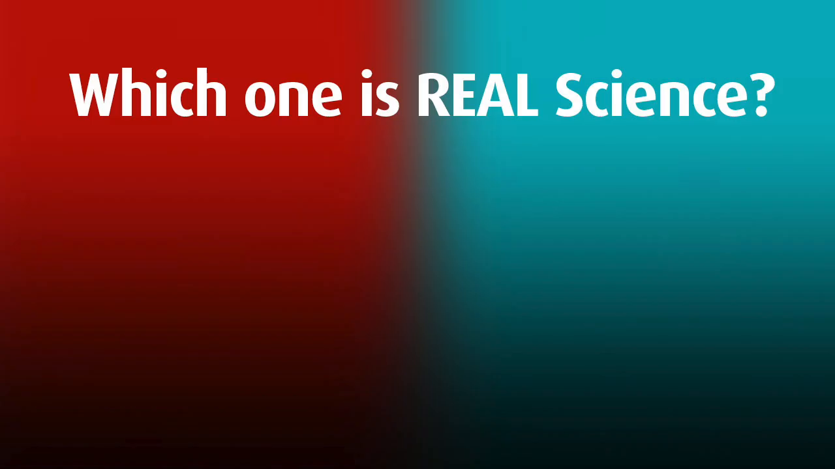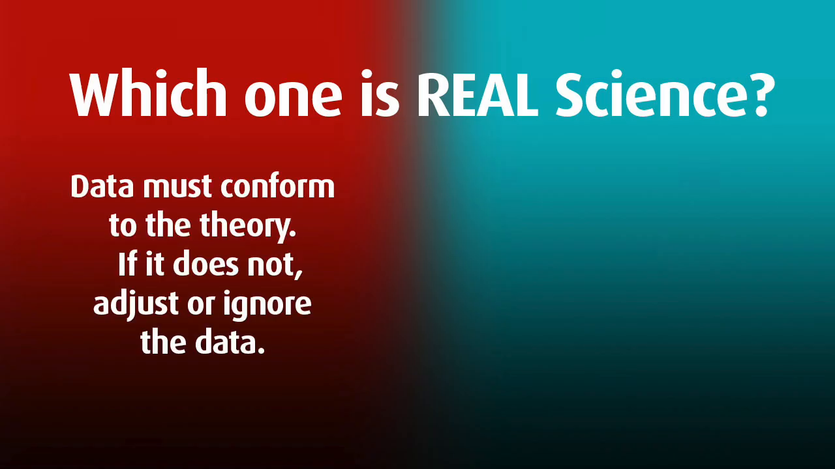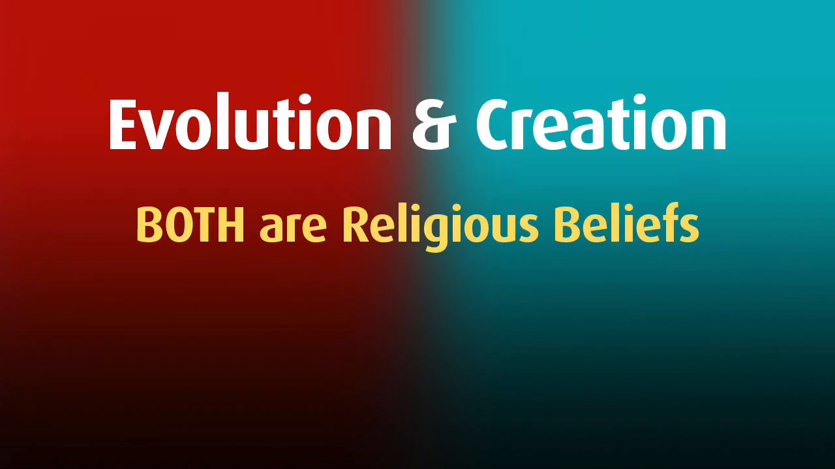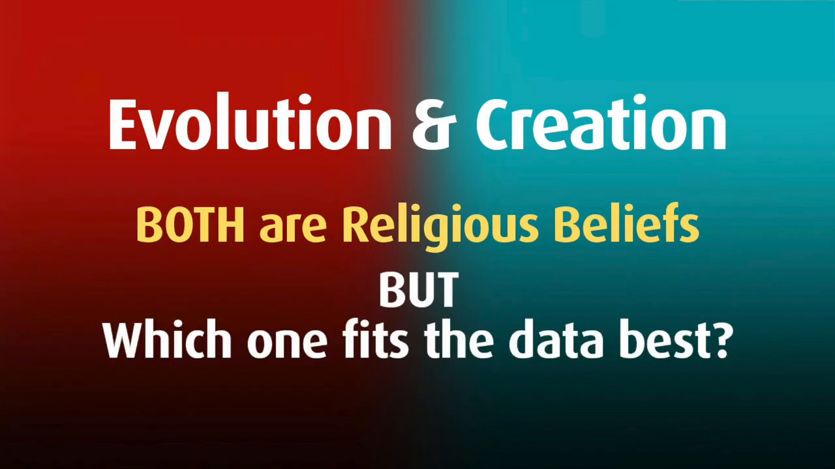This is a question we'll ask over and over again. Which one is real science? The data or the evidence must conform to the theory. If it does not, just adjust or ignore the data? No. Or the theory must conform to the data. If it does not, adjust or abandon the theory. Now I'm going to make a very radical claim. Evolution and creation are both religious beliefs. But which one fits the data best?